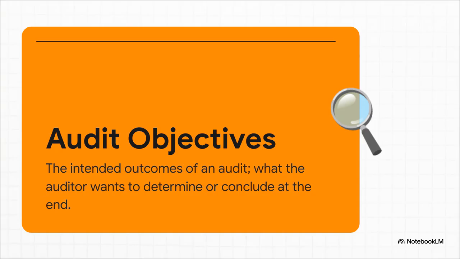Okay, first up, audit objectives. The easiest way to think about these is to ask, what are we trying to achieve here? They are the core questions your audit is designed to answer. They really define what you, the auditor, want to conclude when all is said and done. And these aren't just pulled out of thin air. They're directly linked to the organization's biggest risks, its internal policies, and any compliance rules it has to follow.